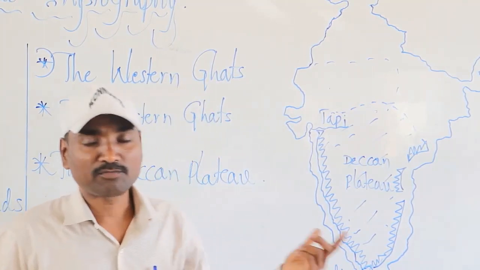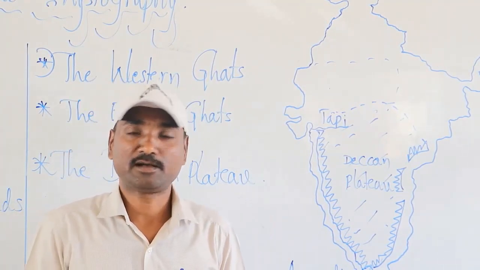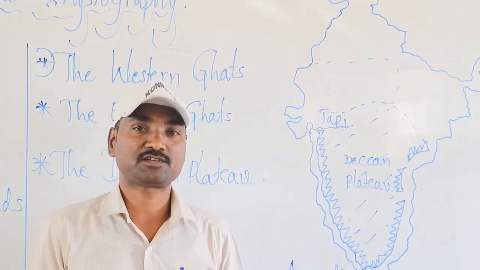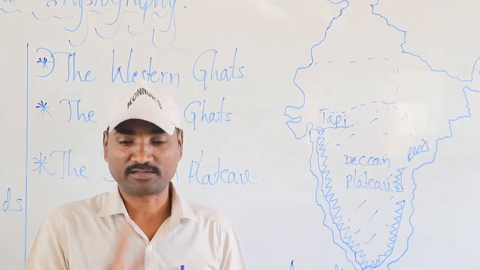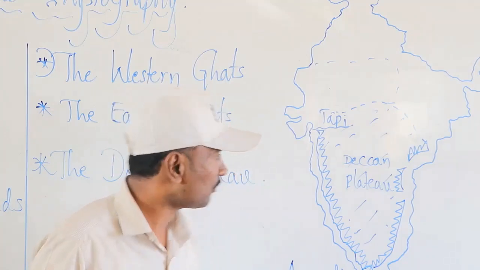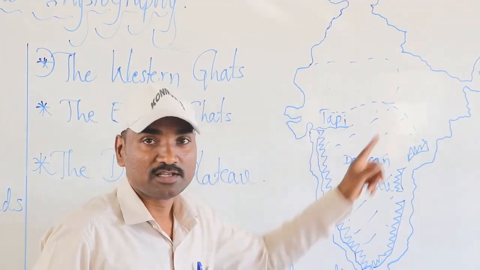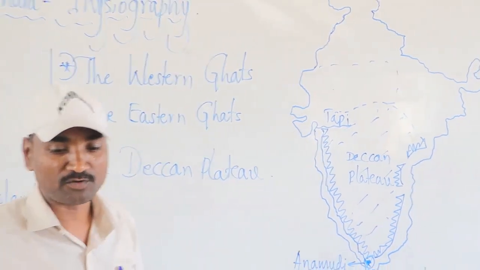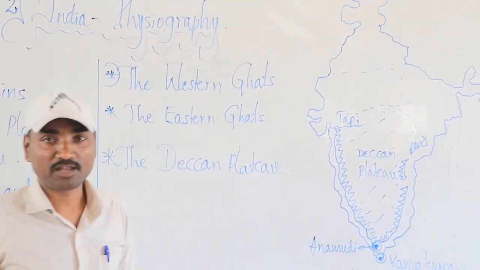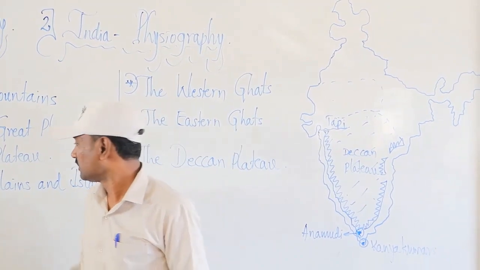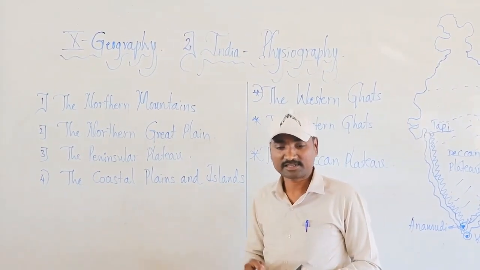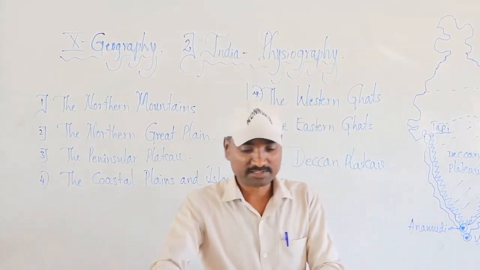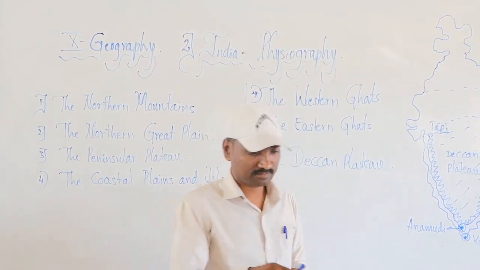There are a number of hill stations. Among those, the famous hill station which attracts tourists is Ooty. This is what we have studied about the peninsular plateau of India. Now we are going to discuss the coastal plains and islands. Let us study the coastal plains and islands.